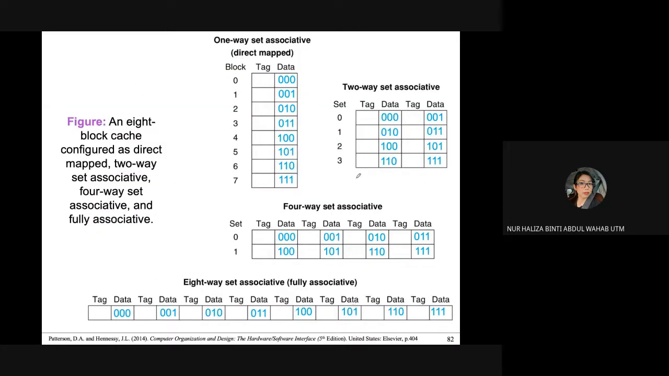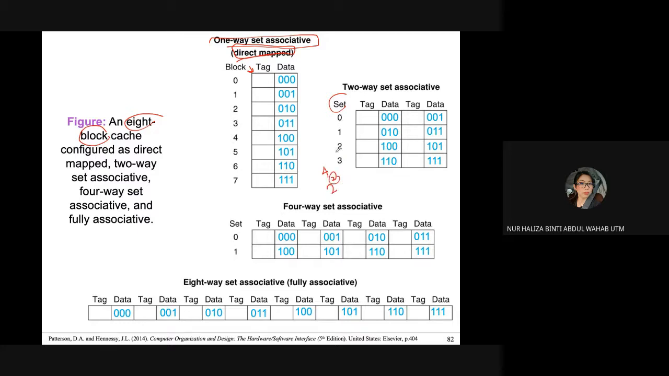Okay, now you are given the tables. This is direct mapping, one-way set associative, so you have this one table only. If 2-way, you can see you have 2 blocks, this and this, and altogether the number of sets depends on how many blocks you have. Let's say you have 8 blocks, you are going to have 2 times 4 sets. So you have 4 sets, and 4 is 2 to the power of 2 bits.